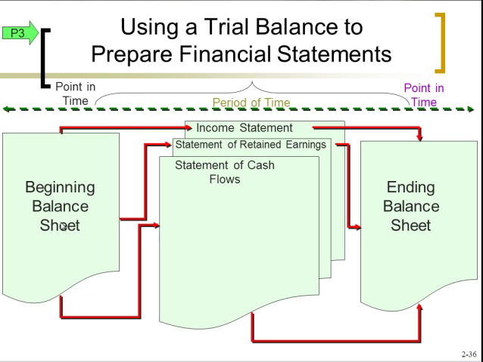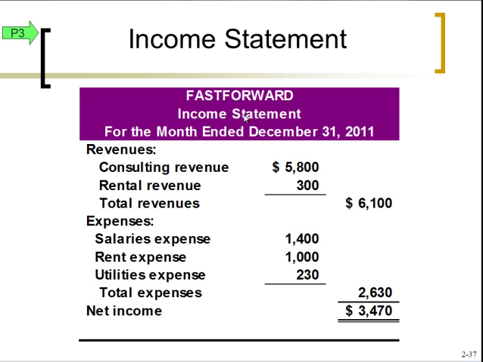So here we start with the beginning balance, and then we go through the beginning balance sheet. We flow through all of our other financial statements: the income statement, statement of retained earnings, statement of cash flows. Those cause changes in our ending balance sheet. In the end, we come up with our financial statements.